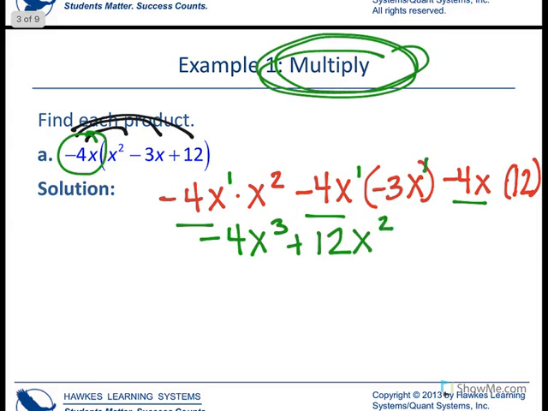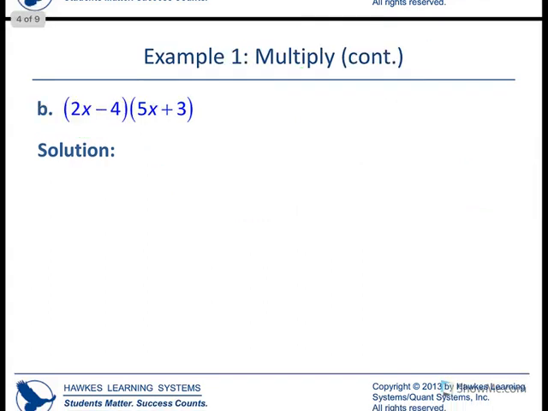And then negative 4 times 12 is negative 48x. Okay, so it's a little bit different than what we're used to, but with multiplying, it doesn't matter if the exponents are the same. It's okay. Alright, moving on.